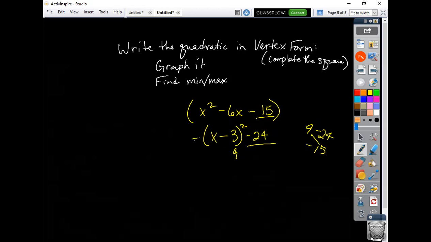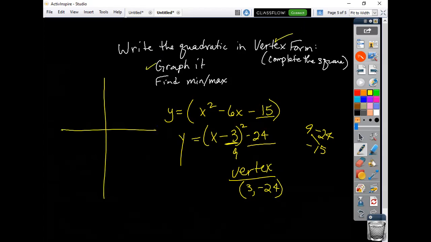And so vertex form, if I gave you this as the original equation, x squared minus 6x minus 15, vertex form would be y equals (x minus 3) squared minus 24. And then my vertex, reminder again, this is my x value, the opposite. So if it's a minus 3, it's plus 3. And my y, if I'm down 24, that is still down 24. So there's my vertex, check. Graph it. So put my vertex on the graph approximately at (3, -24).